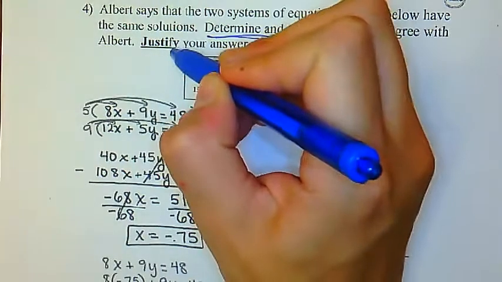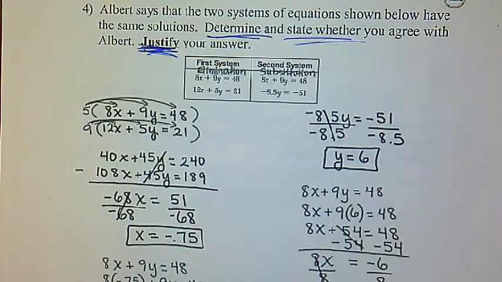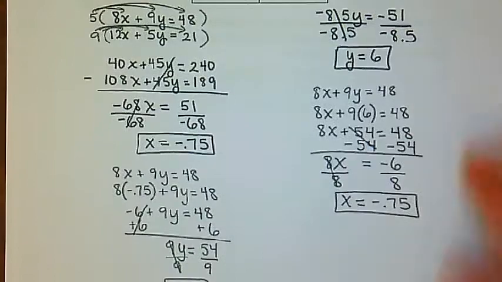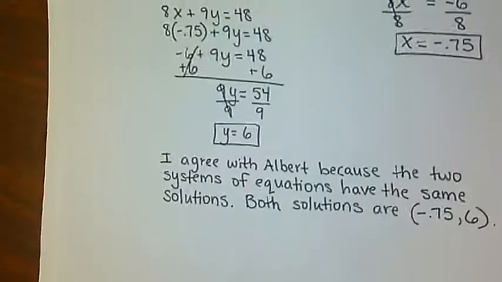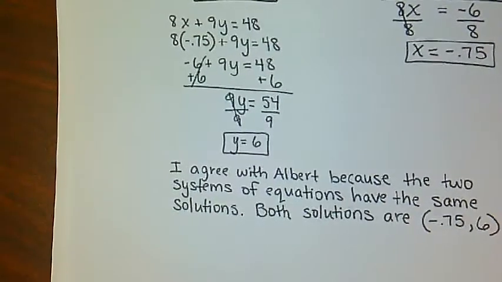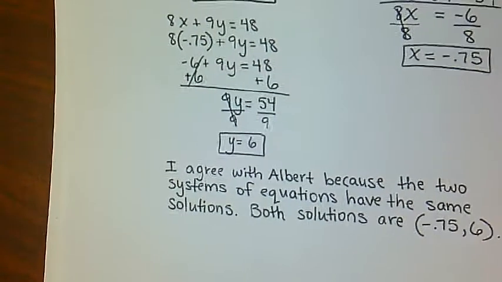Now justify, all right, and if you look up on my wall, there is that word justify. Justify means you have to do some math. So I think we did more than enough math here. And then to state, you have to state that you agree with Albert and that they are equal to each other. You have to state that.